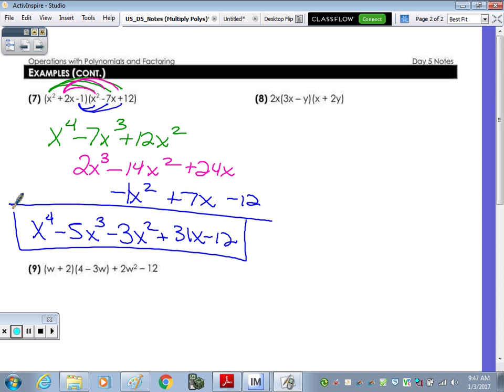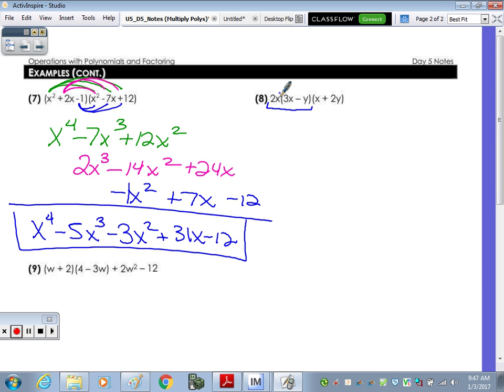In number 8, we have 3 expressions we're going to multiply. Multiplication is commutative, so you can multiply in any order. Do you guys have a preference of order? You can multiply in any order, you'll get the same thing. You can multiply the 2 binomials first, and then multiply by the 2x, or we can do the first 2. Want to start with the first 2? All right, let's multiply those 2 first and get the product.